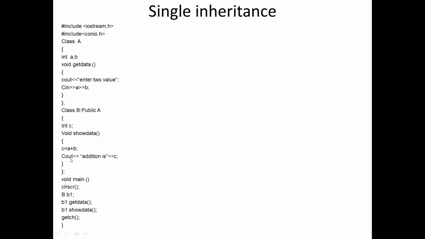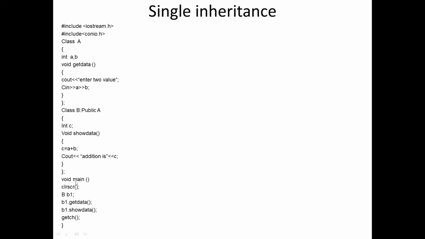We perform the operation c is equal to a plus b, then we use the cout keyword for printing the output on the output screen. That is the value of c, which will contain the addition of both a and b. We have closed this function, and we have closed class B.